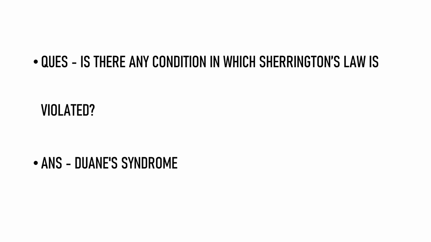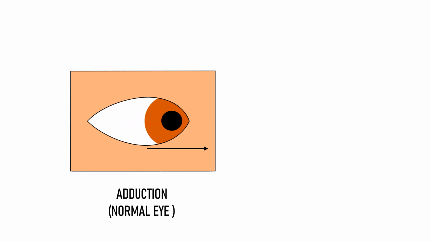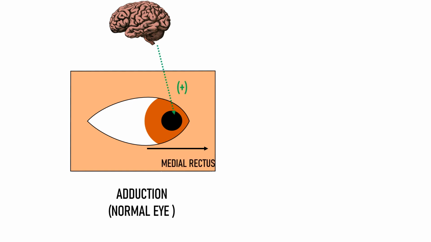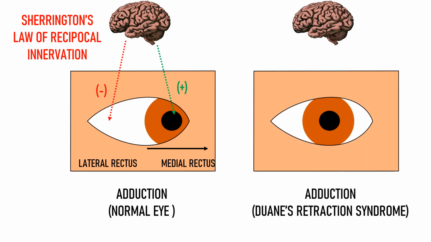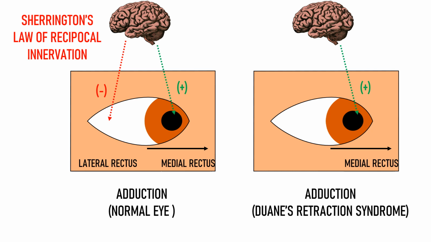Some people call it Duane syndrome, some people call it Duane's syndrome. So what happens in a normal situation when an eye adducts? When this eye adducts, the brain sends stimulus to the right medial rectus to contract, and by Sherrington's law of reciprocal innervation, it sends signal to the right lateral rectus to relax. What happens in Duane syndrome type 1 is that when the medial rectus of the affected eye contracts, its lateral rectus, instead of relaxing, contracts as well, along with the contraction of the medial rectus. Now, why does that happen?